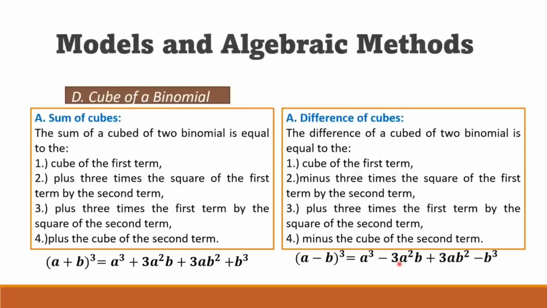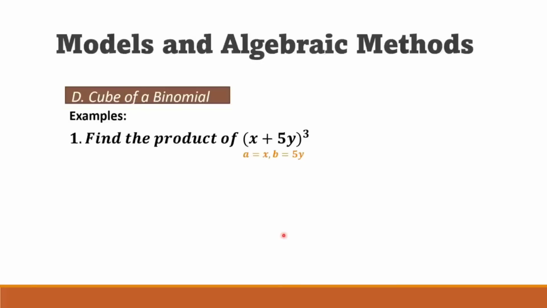As you can see, the only difference is the signs of the second and last terms. If it is addition, all of the terms are positive. But if we are getting the difference of cubes, the second and last terms are negative. Okay, let's look at the examples.